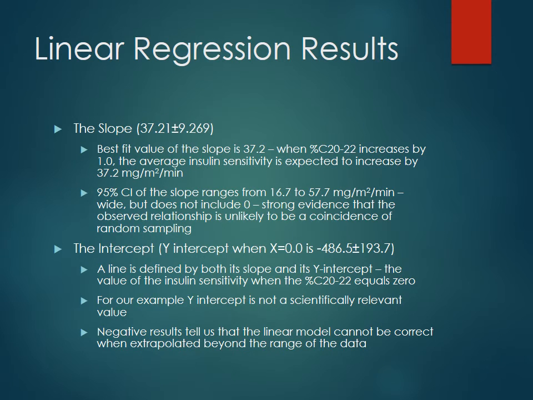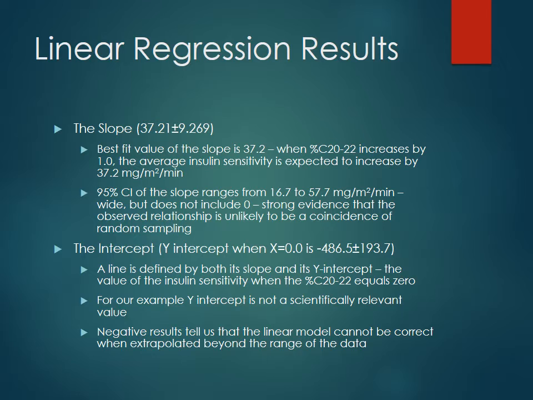So again, the slope we got was 37.21, with that confidence interval going in either direction at 9.269. So basically the best fit value of the slope is 37.2. And what that means is that when you increase that fatty acid content by 1, whatever the integer is, you should see an expected increase in the insulin sensitivity of 37.2 milligrams per meter squared per minute.